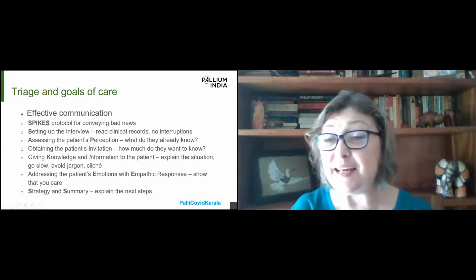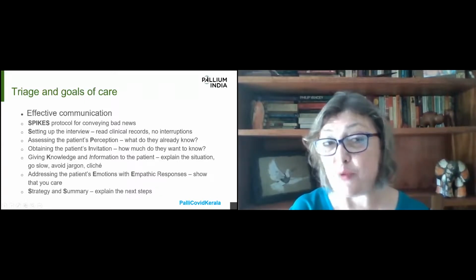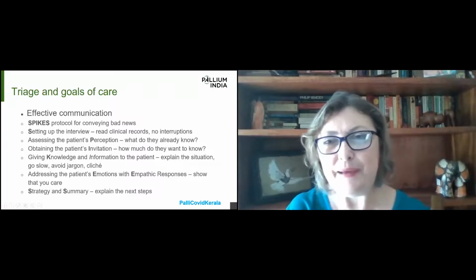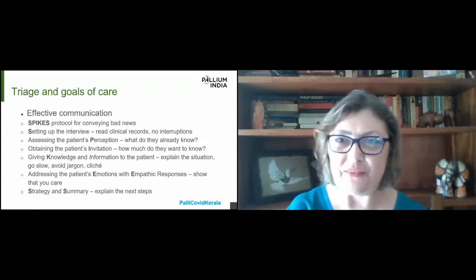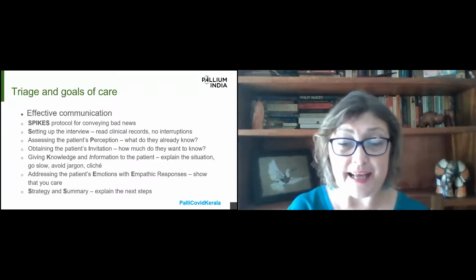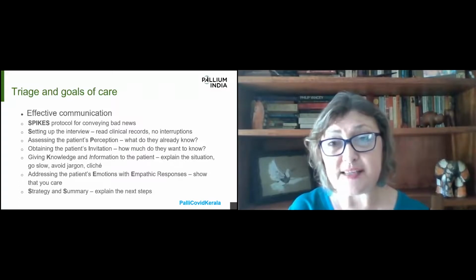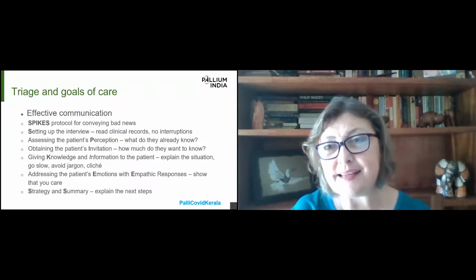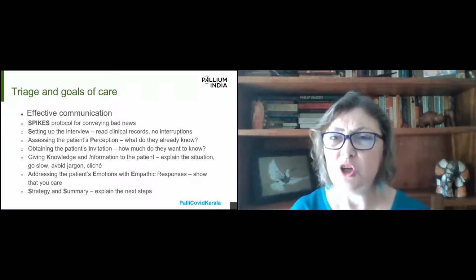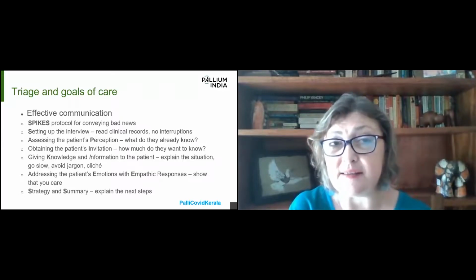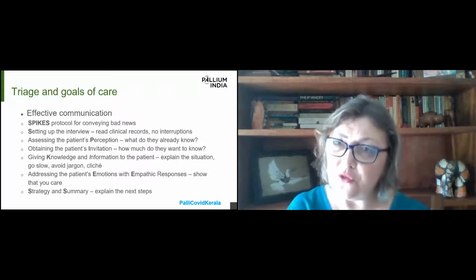The SPIKES tool is simply giving us a protocol, a framework. How do we set up the interview? Now, in this setting, we may not be able to go into separate rooms. It's very unlikely. But we can create that kind of space by our body language, by the way we use our voice, by the way we use the visual cues that are there. Even a light touch with a gloved hand may make a big difference to setting that scene, to showing that for those moments, we are focusing on that person, that we are wanting to know what they already know.